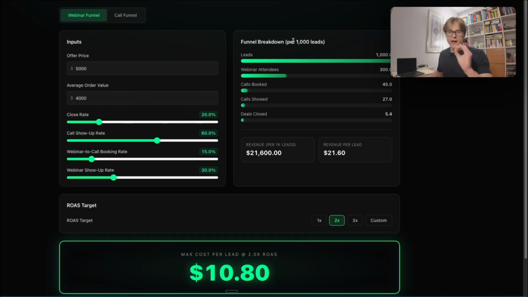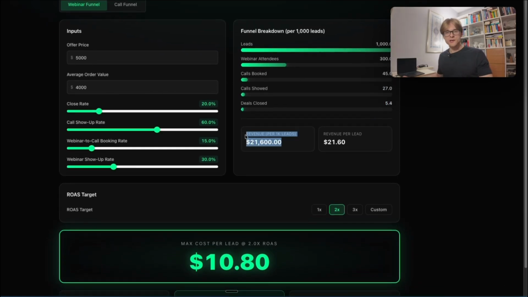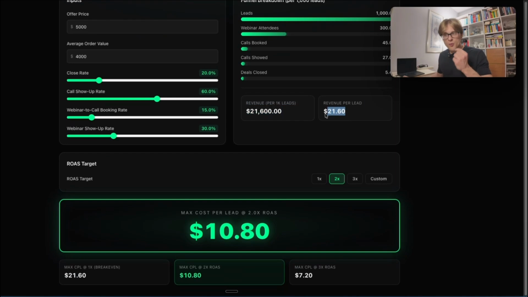Then you can see, this is so crucial, guys. I want you to pay attention here. Per 1,000 leads, you would get 300 attendees, 45 calls booked, 27 calls, and 5 deals closed. That means your revenue per 1,000 leads is going to be 21K. So your revenue per lead, and here's where it gets crucial, is going to be $21.6.